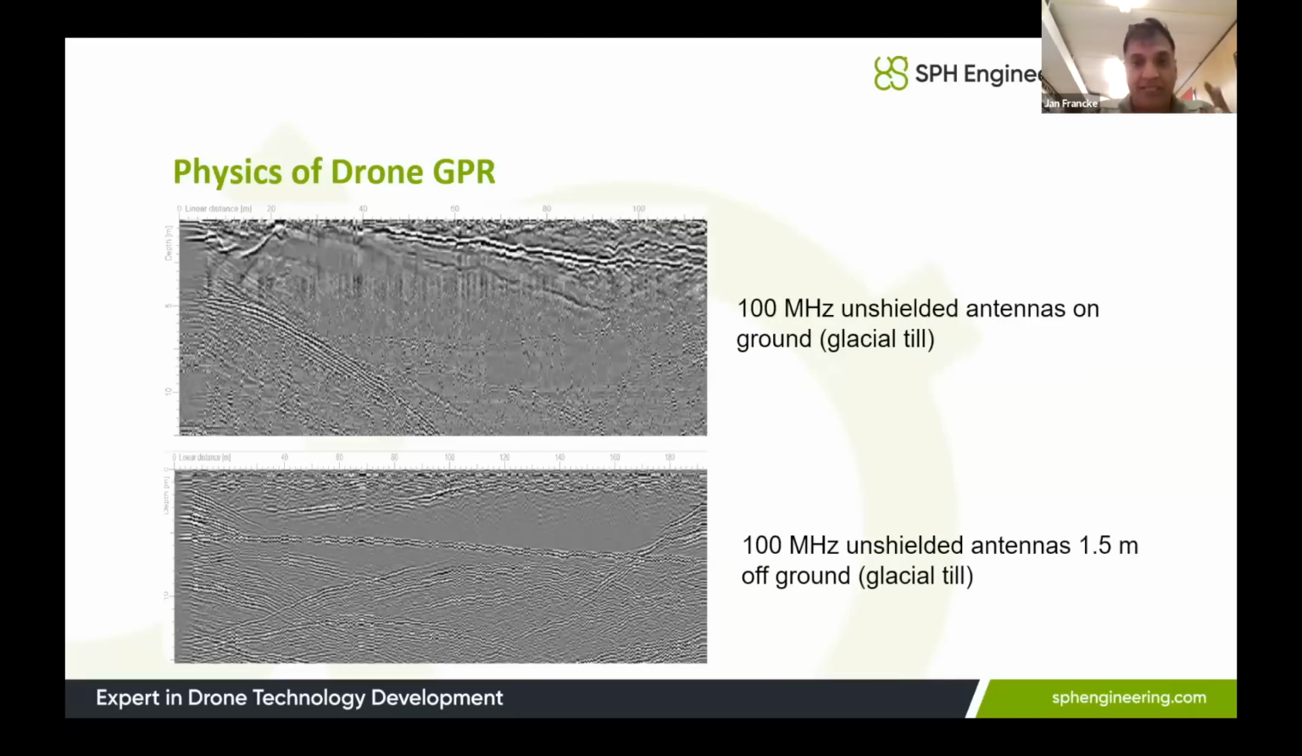So here's a real example. This is 100 megahertz in Sweden, just glacial till. The top image is us dragging it on the ground. Well, not on the ground, but within a few centimeters of the ground, say 10 centimeters off the ground, right? This is the ideal height. I'm trying to get the drone as close as possible. And this is real data. So if you can see my mouse, these are the real reflections. And if you look at the depth, we're getting a good 5 meters penetration. We're going into a deeper sedimentary unit here.